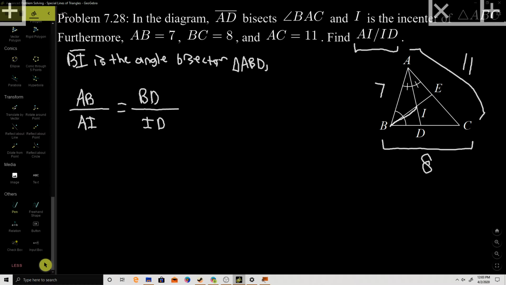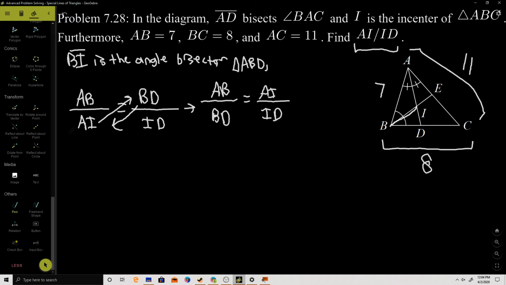Well, this has AI and ID in it, and I want this to find my answer. So I can rearrange this ratio by multiplying AI over to this side and also by dividing BD to this side. And we are left with AB over BD equals AI over ID. If you're not quite sure of how that works, I encourage you to try to simplify this on your own using standard multiplication and division.